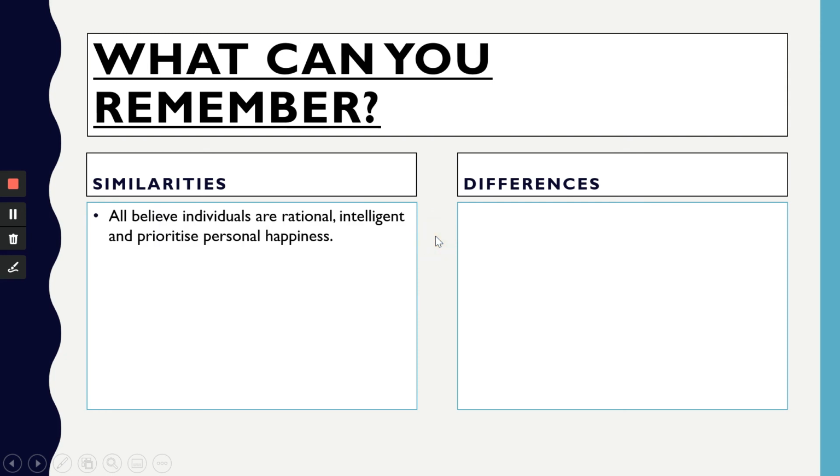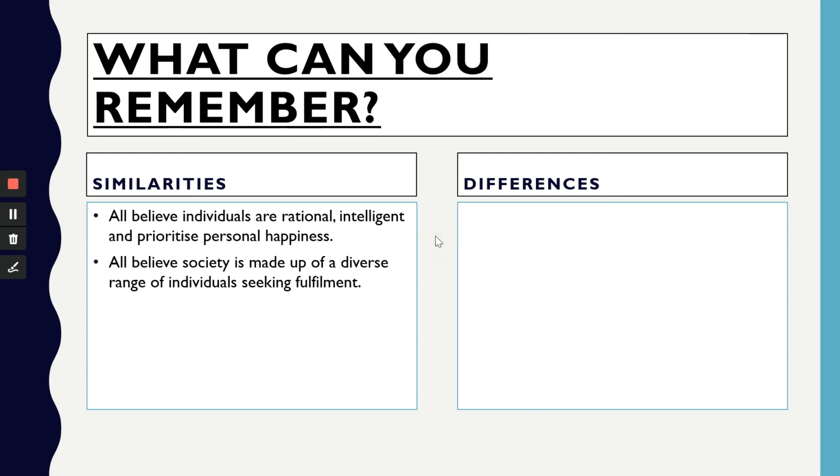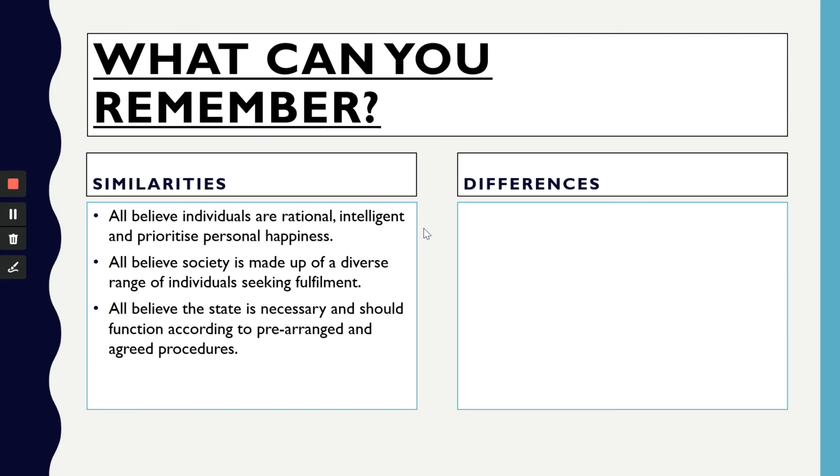In terms of similarities, we can say that they all believe individuals are rational beings, they're all intelligent, and they all prioritise personal happiness and development, wanting to develop individually. They all believe society is made up of a diverse range of individuals that are trying to seek fulfilment. They all believe the state is necessary and should function according to pre-arranged and agreed procedures. What that means is essentially having a codified constitution where all of the rules are written down in a single source and are entrenched so they can't be changed easily.